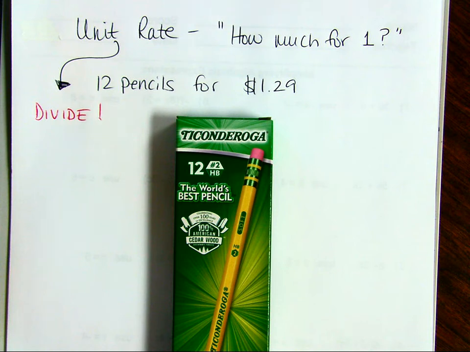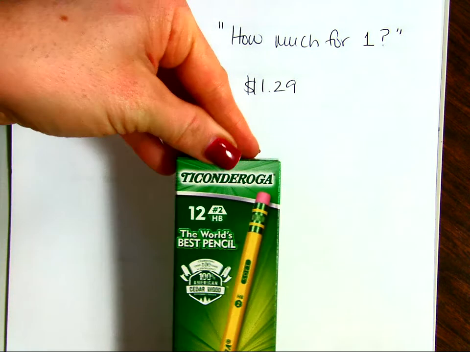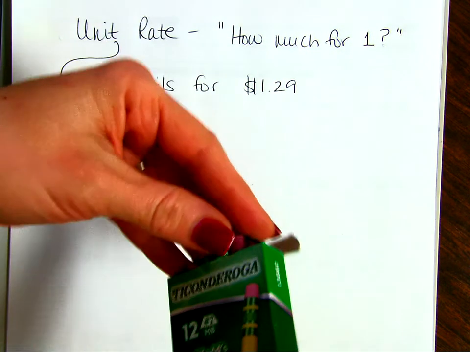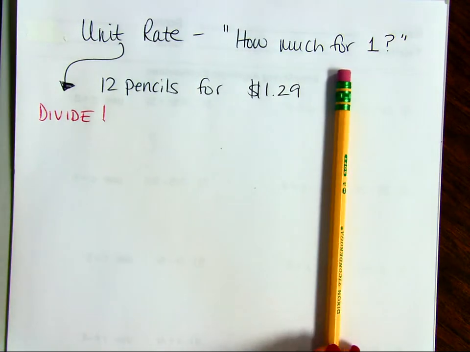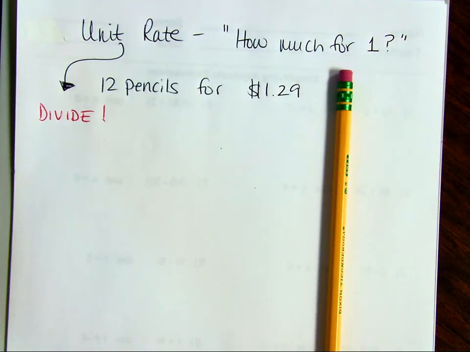So the two hardest things are going to be to figure out what to divide by what and what to punch in the calculator first, okay? Since I just told you it's going to be division, that's how you find unit rate. So I don't need 12. I just want one pencil. How much for that one little pencil? So here's what you're going to do. We're going to use a little bit of common sense.